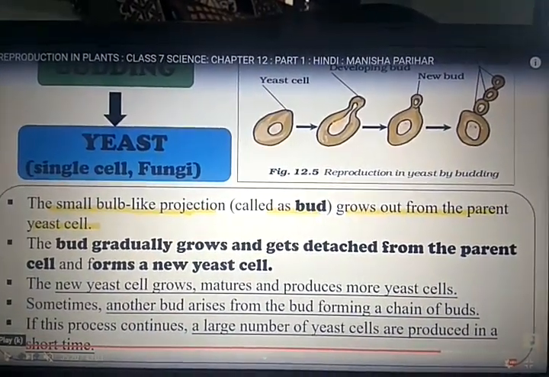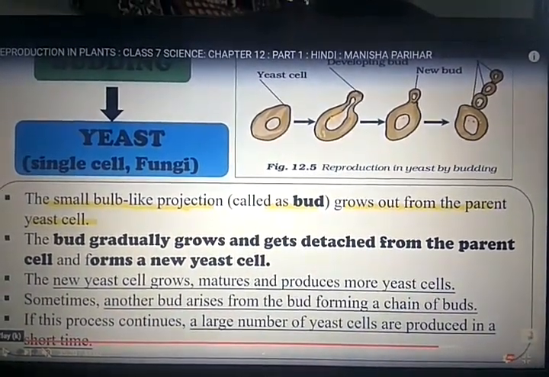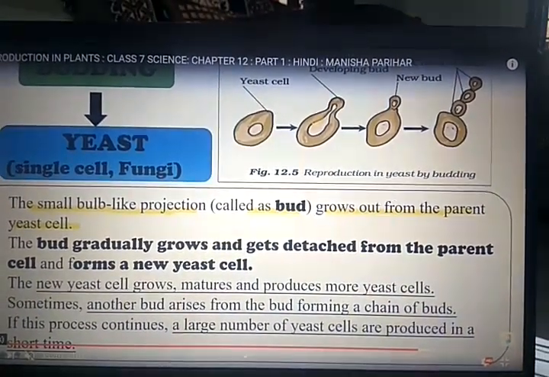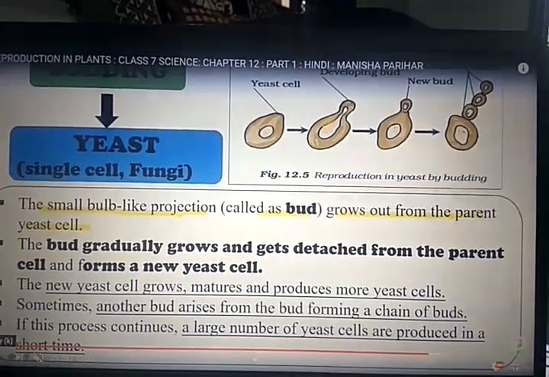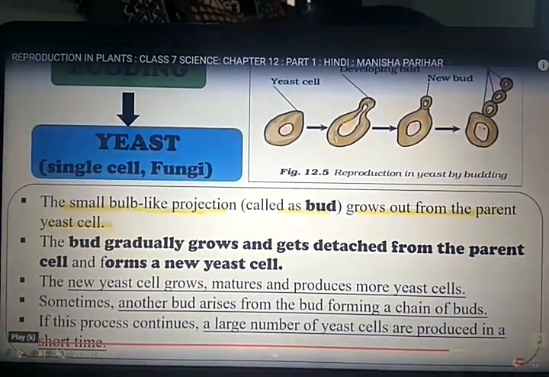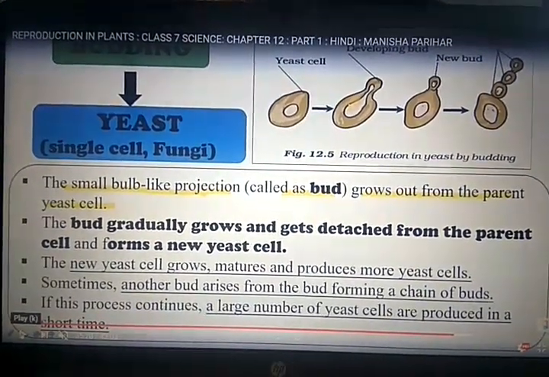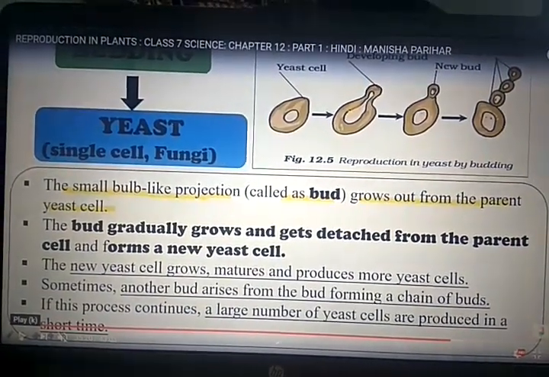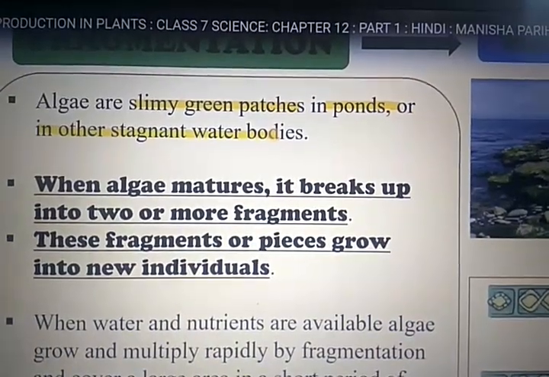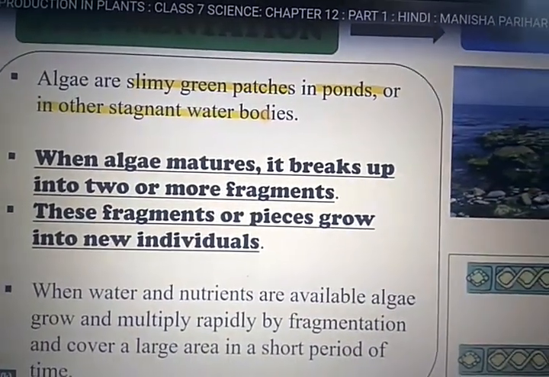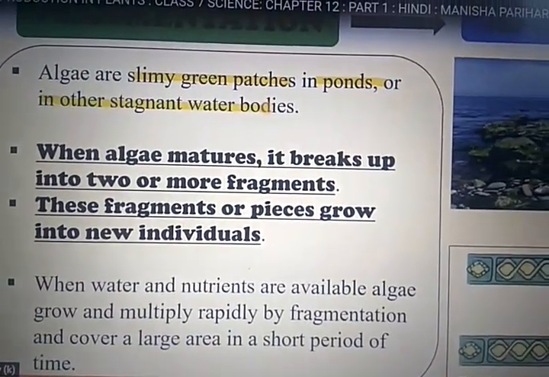So this belongs to budding, that you can see in the example of the yeast cell. A single yeast cell is there, then a bud is produced, then a new bud, and then they are detached from the parent and grow individually in a short time. So this is budding, and the best example is yeast. Next type, fragmentation. In fragmentation, algae is the best example.